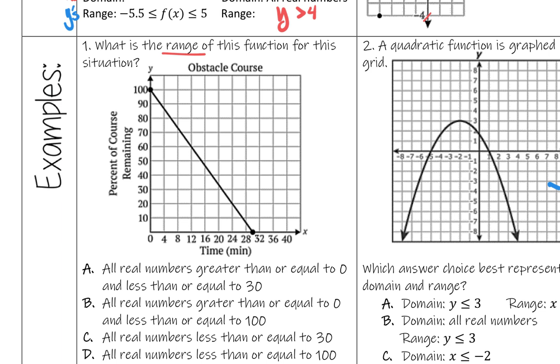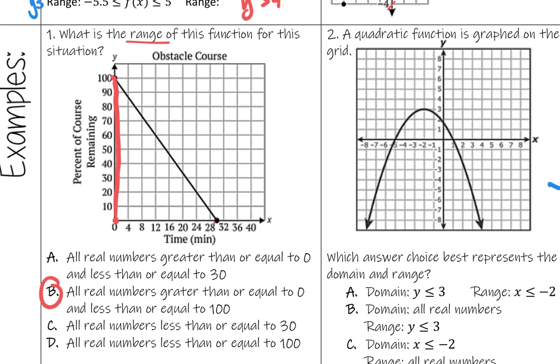What's your smallest y it could be? 0. You take this point, slide it over, would be here. And then what's the highest it could be? 100. So you're going from 0 to 100. Which one has 0 to 100? B. All right, so just remember, domain and range, x and y, same order.